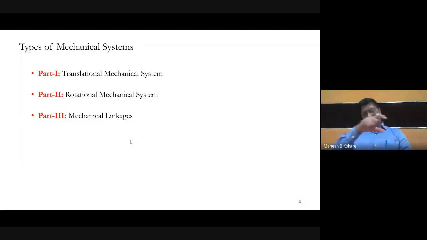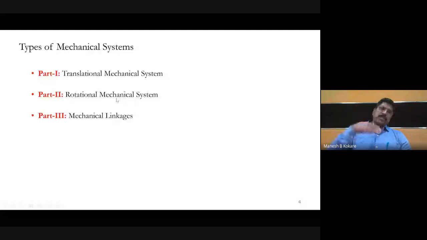Whereas if an object is just moving in this direction, then it will have linear motion. And that kind of system is called a translational mechanical system. But the object or system which is rotating around its own axis is called a rotational mechanical system.